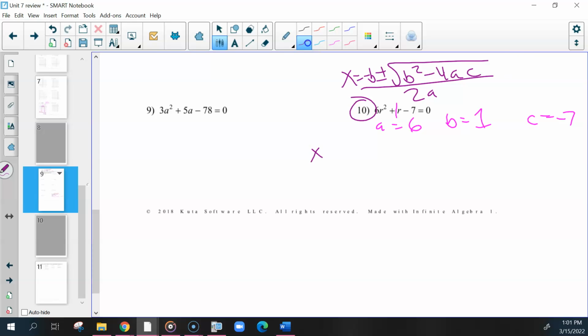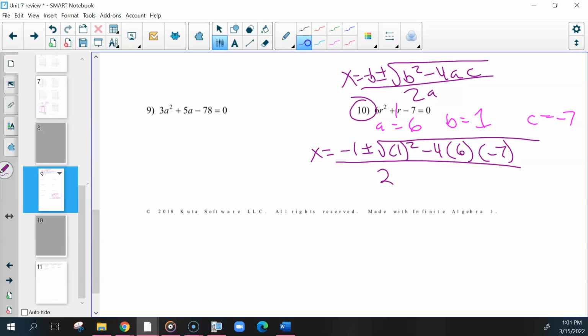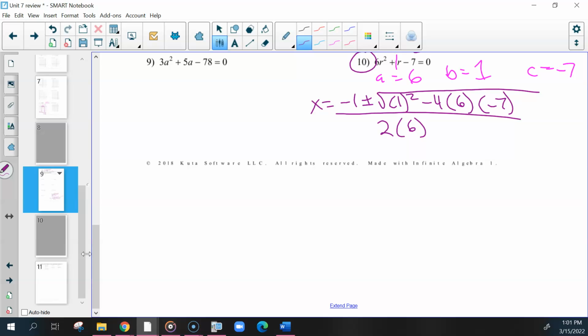So X equals negative 1 plus or minus the square root of B squared minus 4 times A times C all over 2A. And then start to simplify. Negative 1 plus or minus, what would your discriminant number be? Someone put that in your calculator, figure out what that is.